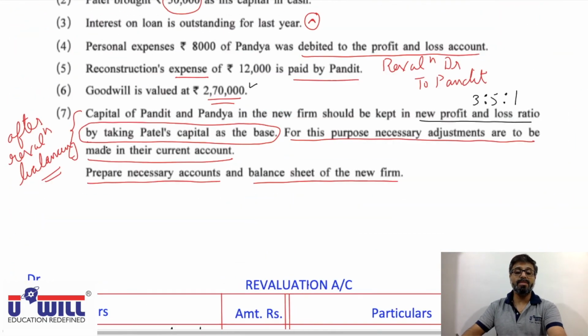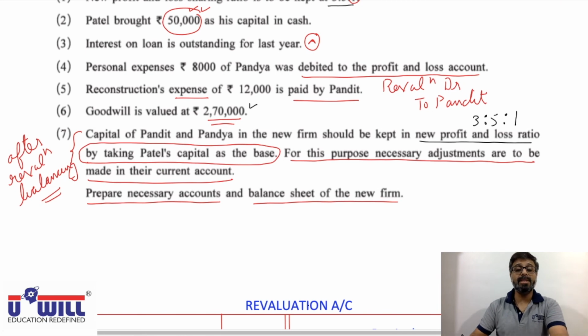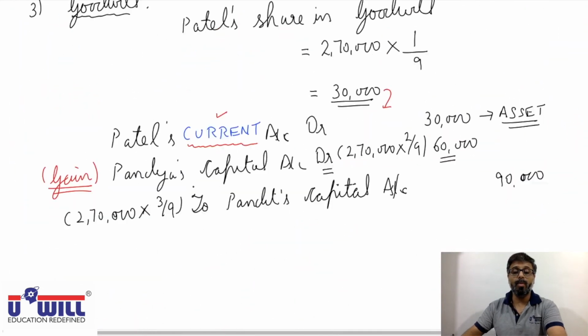Now revaluation's balancing is done, so we take up adjustment 7. Capital of Pandit and Pandya in the new firm should be kept in the new ratio, which is 3:5:1, by taking Patel's capital as the base. Now understand what it means. Working note 4.